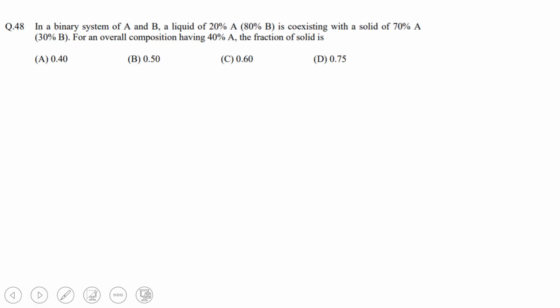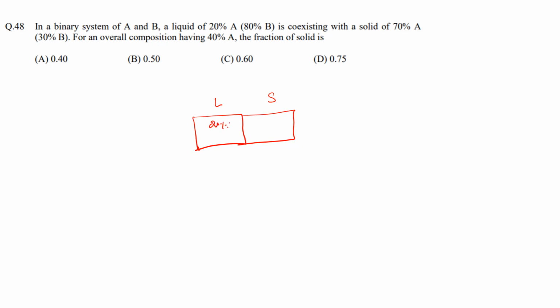Next one. In a binary system of A and B, a liquid of 20% A is coexisting with a solid of 70% A. For an overall composition having 40% A, the fraction of solid is? Okay, guys, this is a normal problem. You will have to use your common sense. First is your liquid and second is your solid. So the liquid has 20% of A, and the solid has 70% of A, right?